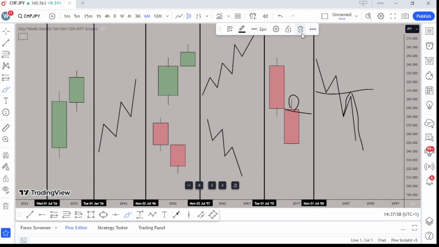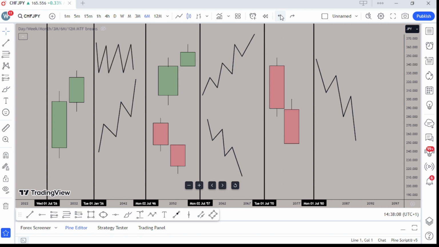So this is the candlestick character and formation for you.